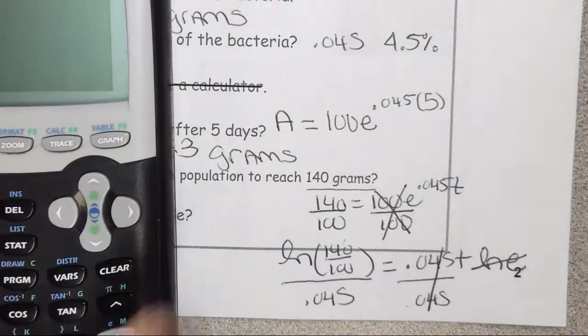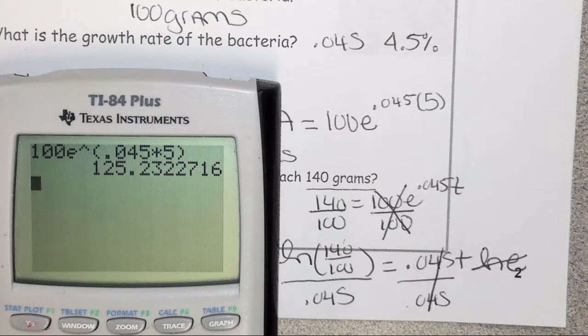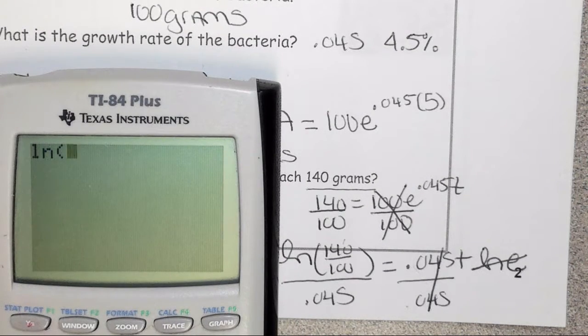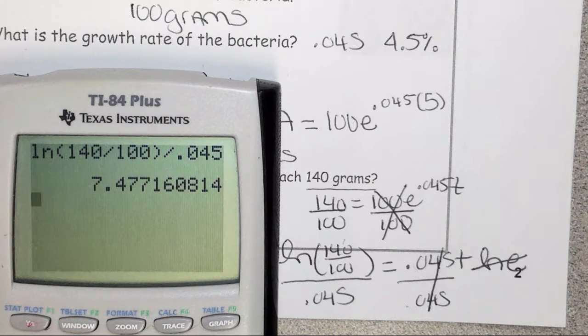So here we go, calculate time. So I'm going to go type in ln. I'm going to type in 140 divided by 100. Notice that it opened parentheses. So what do I still have to do? Close them. And then I'm going to hit divided by 0.045. So how many days is it going to take to have 140?